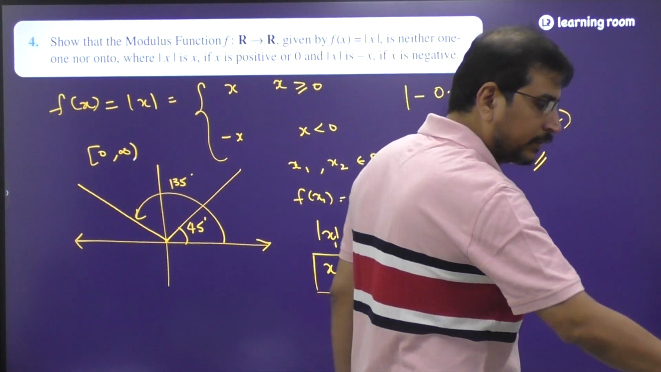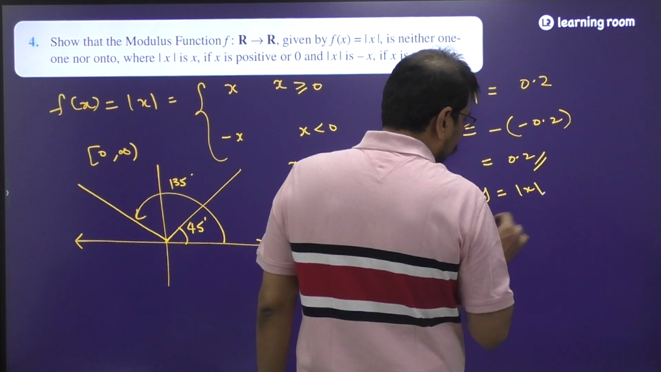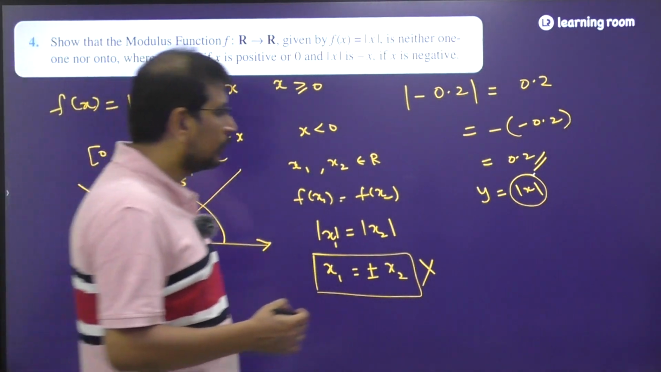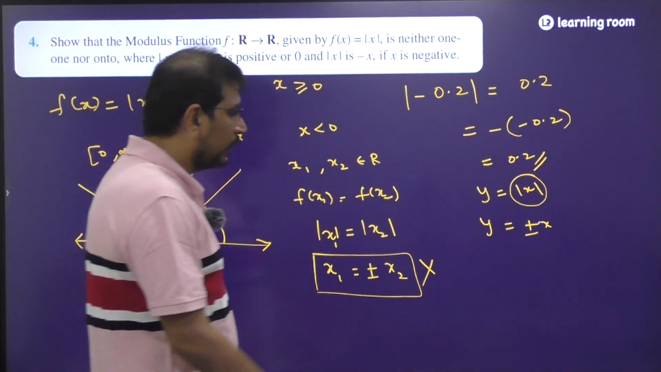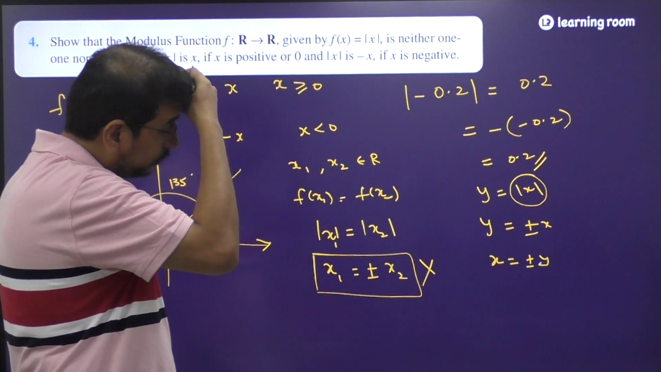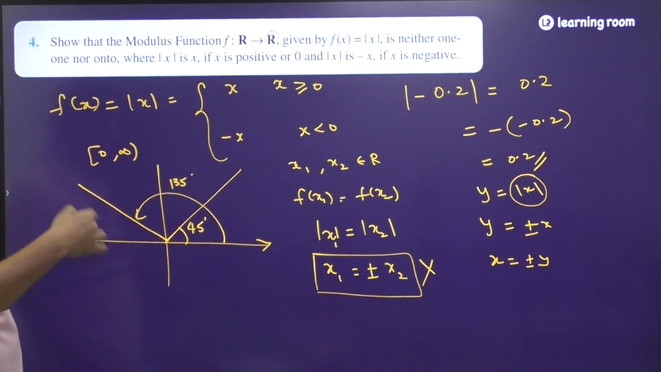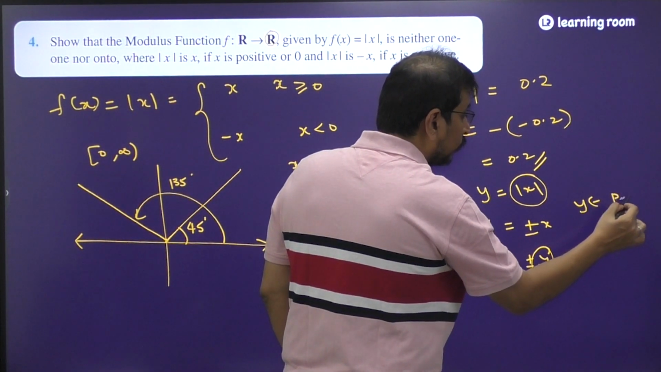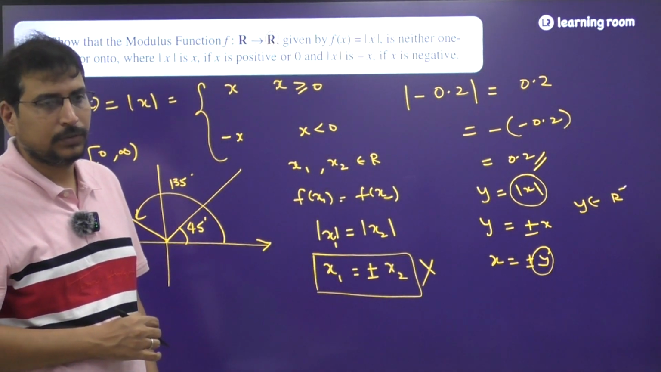You will write y is equal to mod x. When you write y is equal to mod x, whether you substitute a positive value or a negative value, what is going to happen? y will be plus or minus x, so x will be plus or minus y. From this, you need to apply the logic and see. Since the modulus function is always giving you a positive value, there is no value of y belonging to R minus, meaning negative real numbers, which has a pre-image in the real numbers. That is the only option.